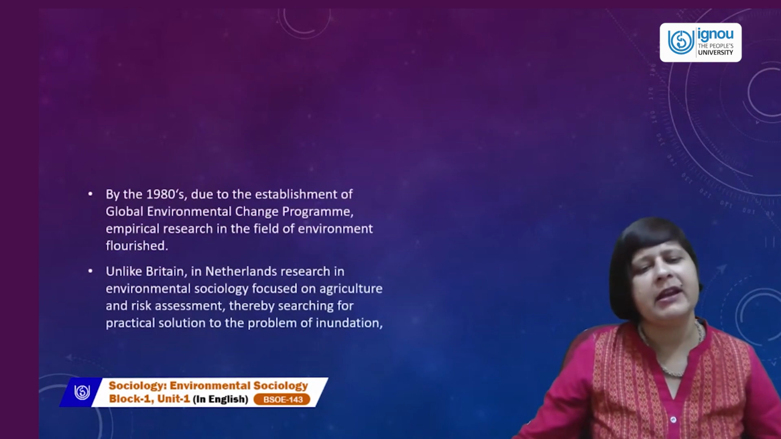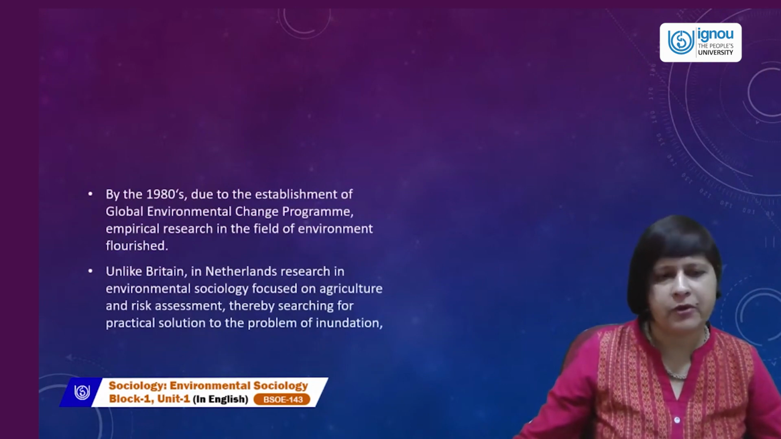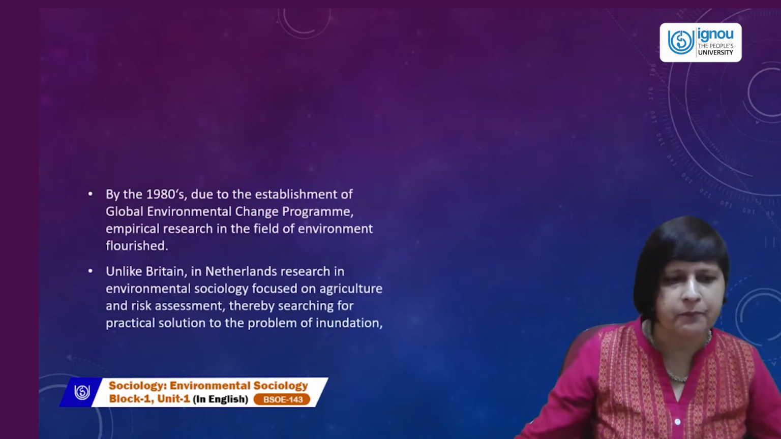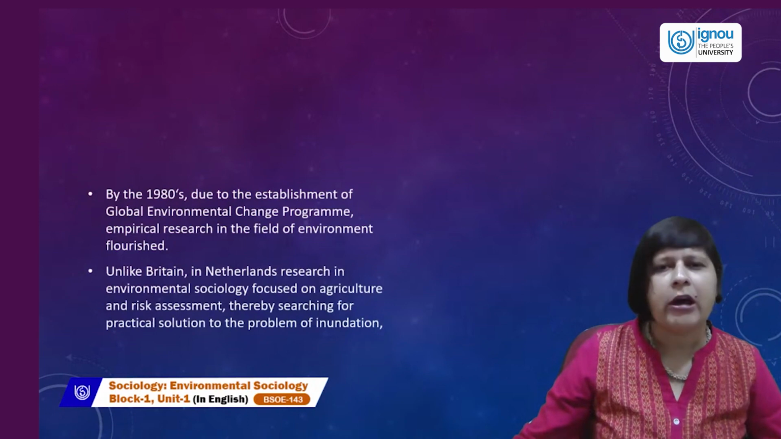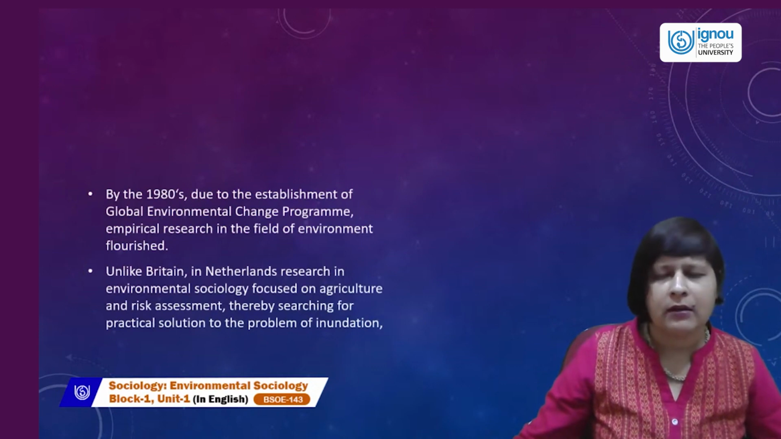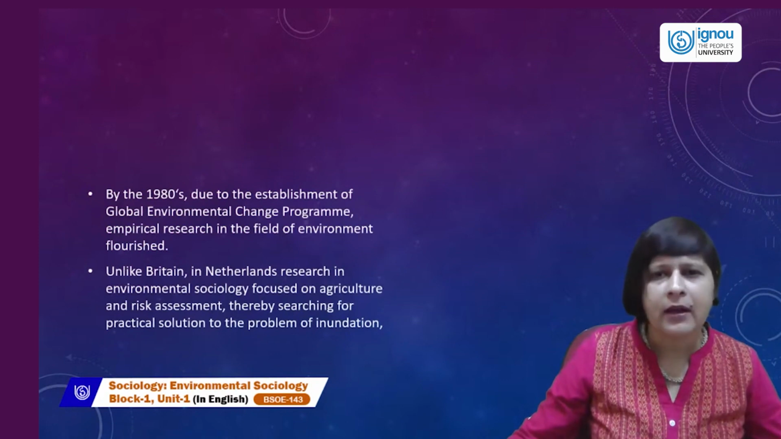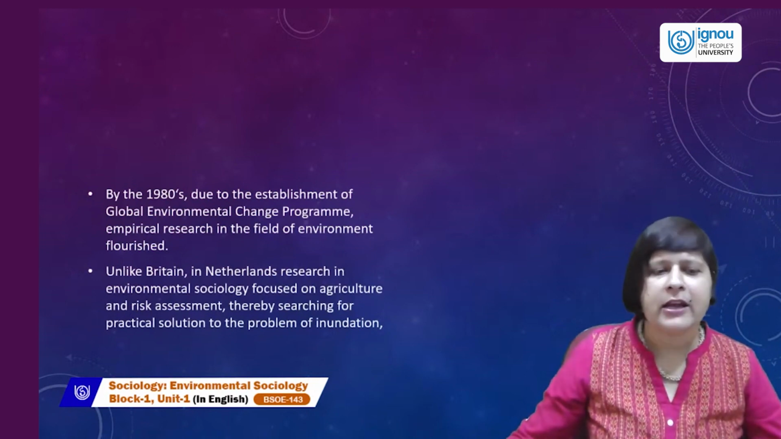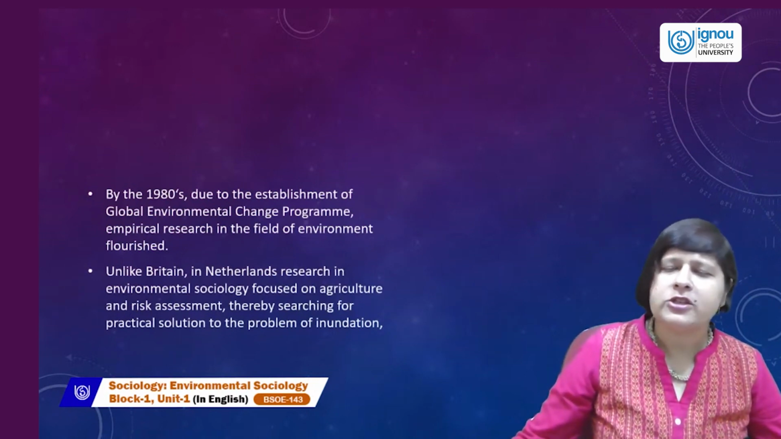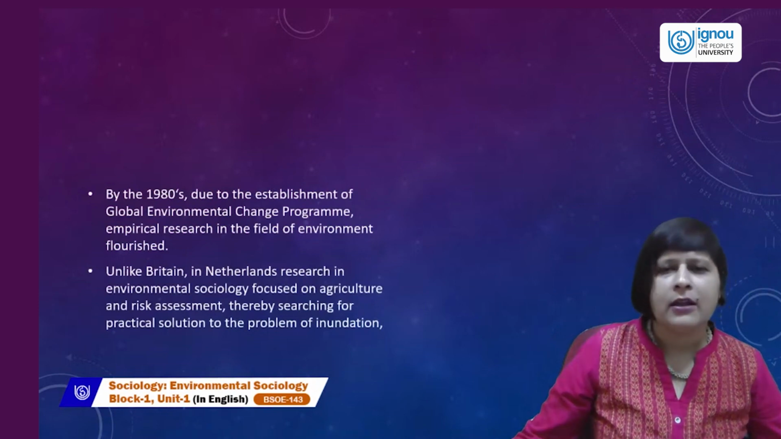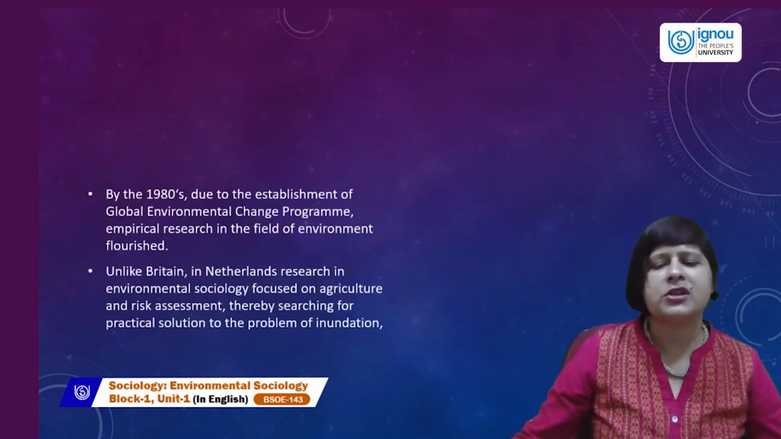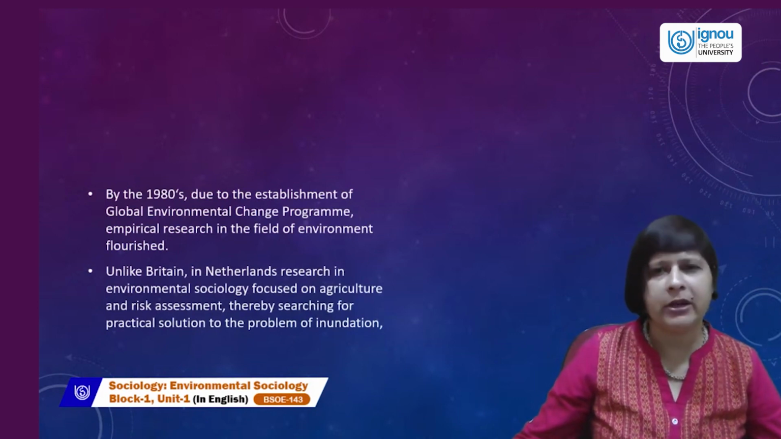By the 1980s, due to the establishment of the Global Environmental Change Program, empirical research in the field of environment flourished. After the development of this program, because the interaction between society and nature started impacting our environment drastically in a negative way, a Global Environmental Change Program was established in the 1980s, and the empirical research started in the field of environment.